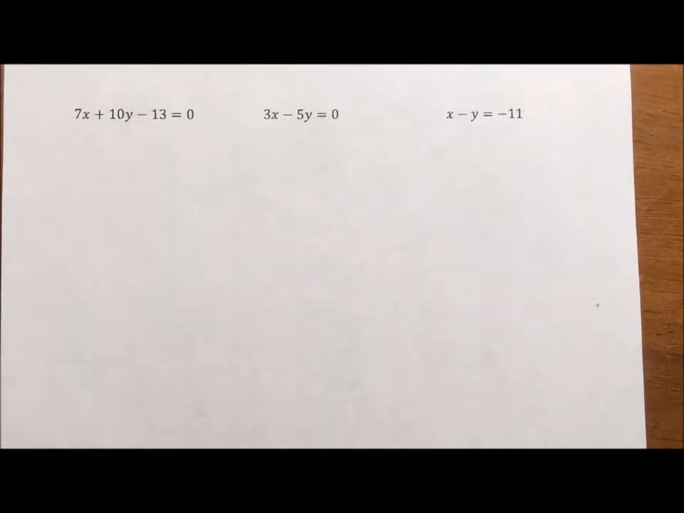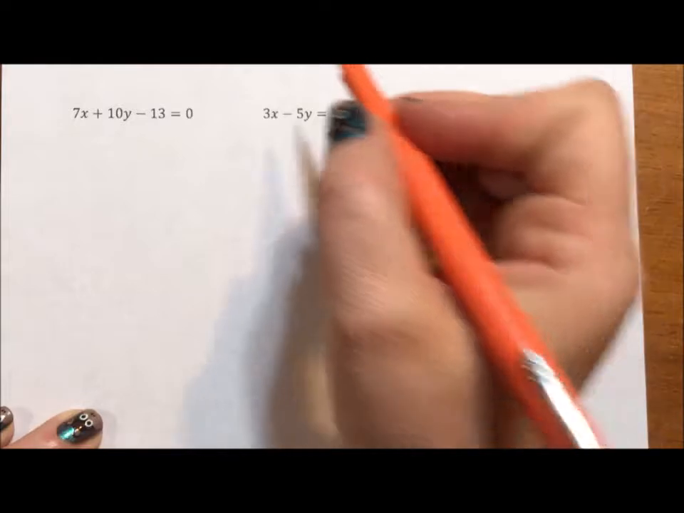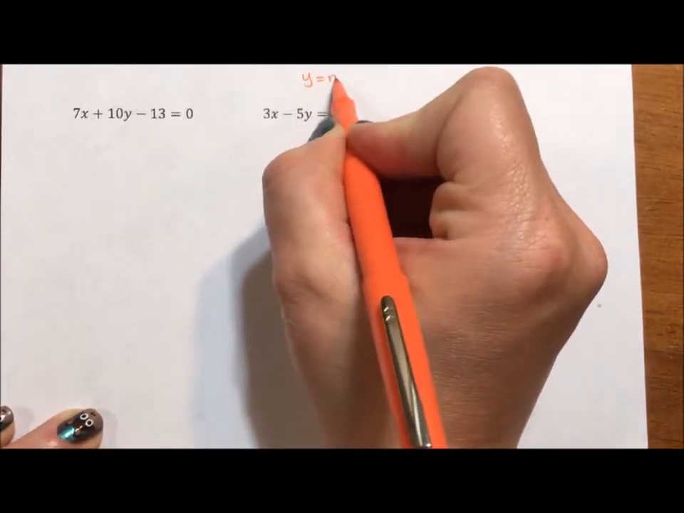Today I'm doing a series of videos on lines. And in this video, I want to take all three of these lines and write them in slope-intercept form. What is slope-intercept form, you ask? That would be y equals mx plus b.